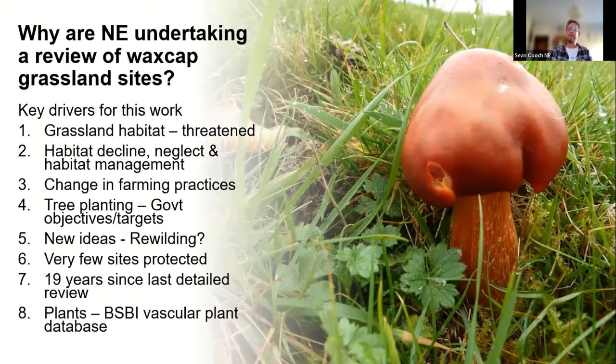A big thing that's come flying in very fast is the whole tree planting agenda, with the government having objectives and targets. So in the UK at the moment, each year there's a target to plant 30,000 hectares across the UK. And the big concern from Natural England's point of view and our other agencies is, where will these trees be planted? And dare I say, you can probably guess that there will be a lot of grassland sites that will come under pressure for delivering tree planting targets.